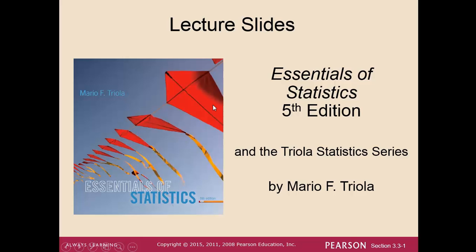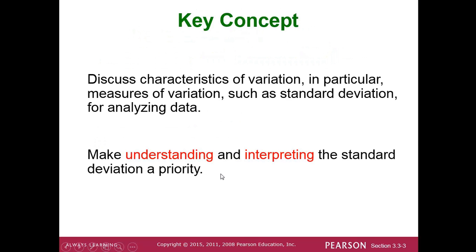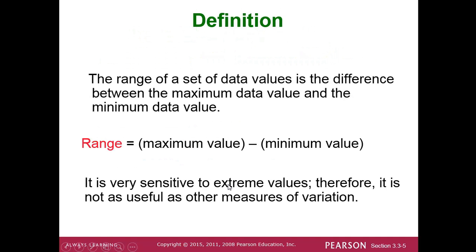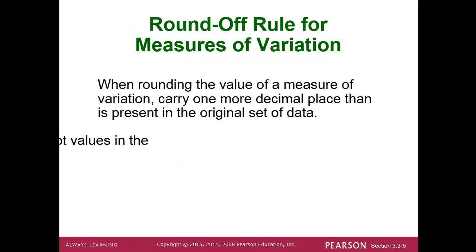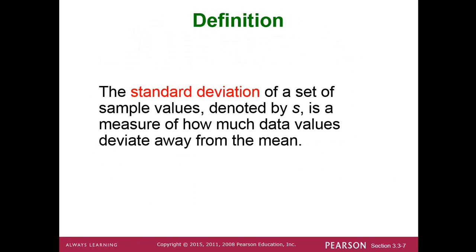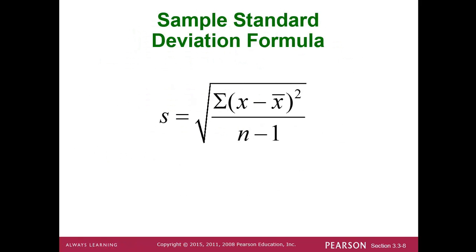In our next section, we're going to take a look instead at variation or dispersion of scores. Range, of course, is the simplest form, the difference between the highest and lowest value, or the max and min in your data sets. However, it's very sensitive to extremes, and so we're going to use a different measure far more often. The standard deviation of a data set, denoted by S, is a measure of how much your data values deviate or differ from the mean.